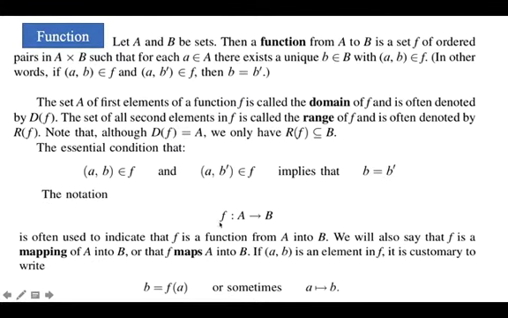The notation of the function is f from A into B. So this notation is often used to indicate that f is a function from A into B. We will also say that f is a mapping from A into B, or that f maps A into B. If (a,b) is any element in f, it is customary to write b is equal to f of a, or sometimes this notation.